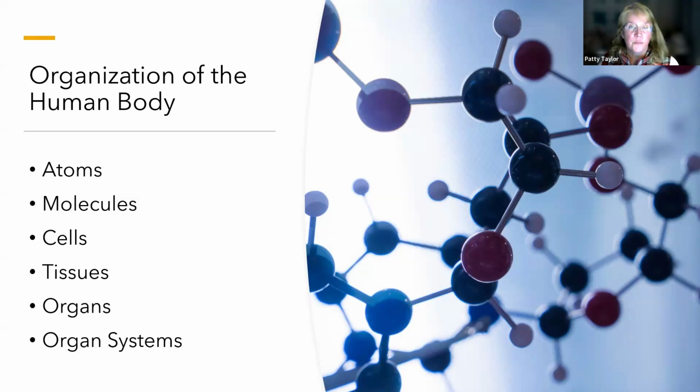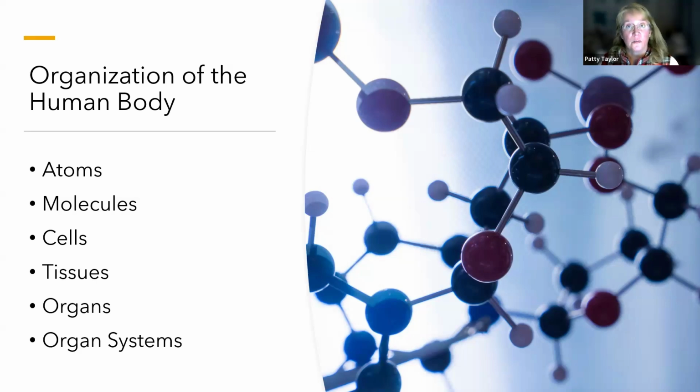Now that we're at the point of cells, we're looking at the building blocks of life. Cells build tissues. Two or more cell types are found in tissues. You may have heard of epithelial tissues, muscle tissues, connective, and nervous.